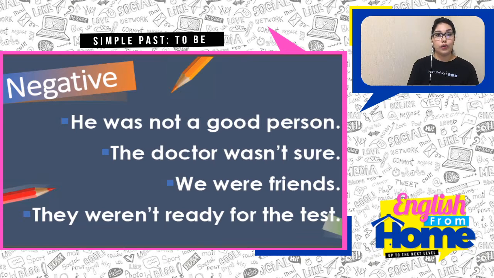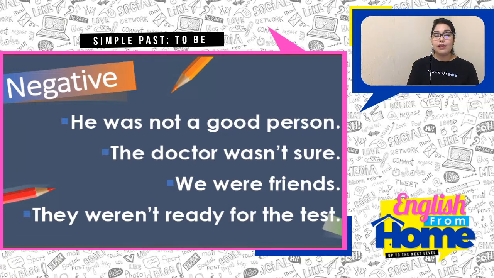Okay, the doctor wasn't sure about what? About a diagnosis, baby? Okay, and what can you see in these sentences? If we analyze those sentences, for example, "wasn't" is a contraction. That means that we can actually use contractions with the verb to be in the past and "not," okay? So "was" plus "not" is "was not," but the contraction is going to be "wasn't."